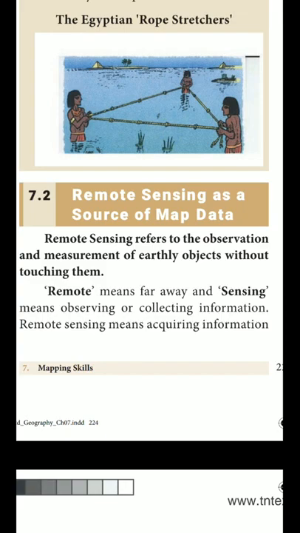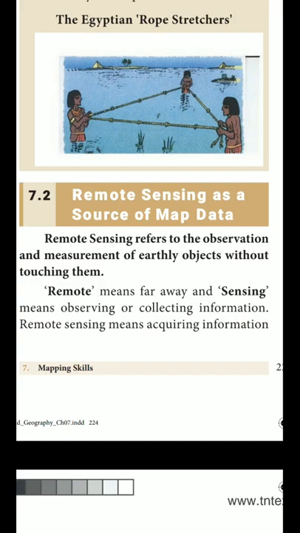What do you know about remote sensing? It refers to the observation and measurement of earthly objects without touching them. Remote means far away. Sensing means observing or collecting information. So once again I am explaining. Listen, remote sensing as a source of map data.